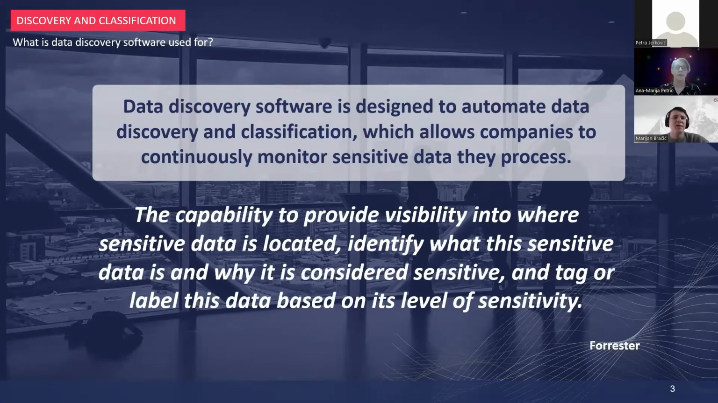Forrester defines data discovery and classification as the capability to provide visibility into where sensitive data is located, identify what this sensitive data is and why it is considered sensitive, and tag or label this data based on its level of sensitivity. So before explaining what we do and how we do it, I think it is very well worth your while to think about the challenges.